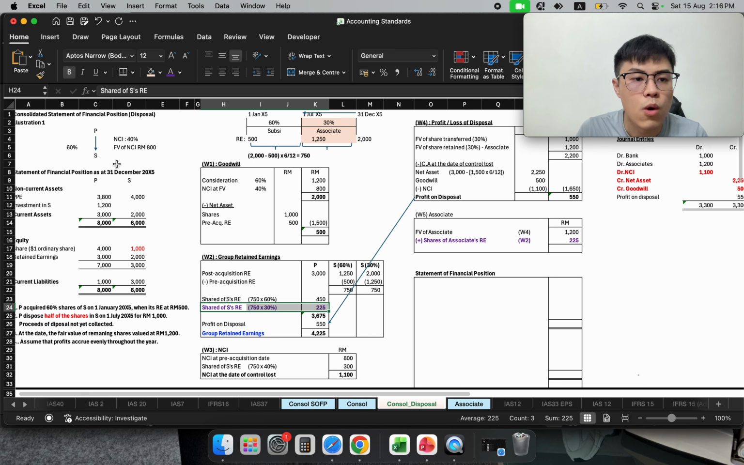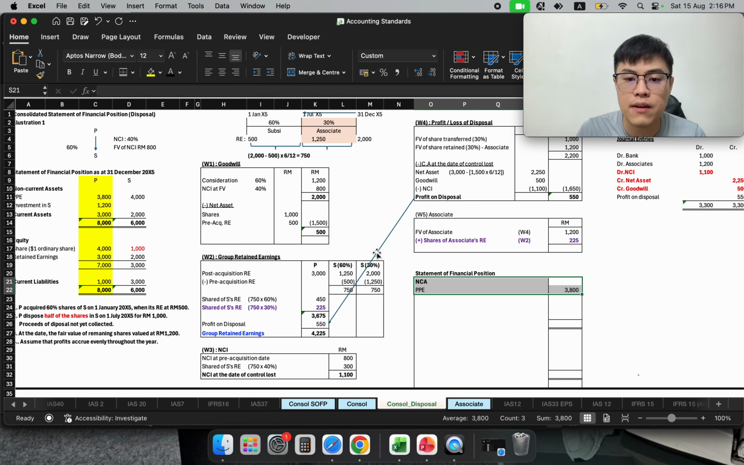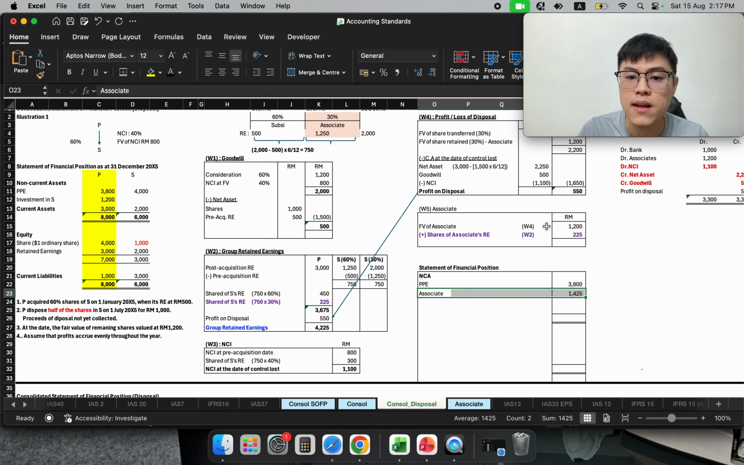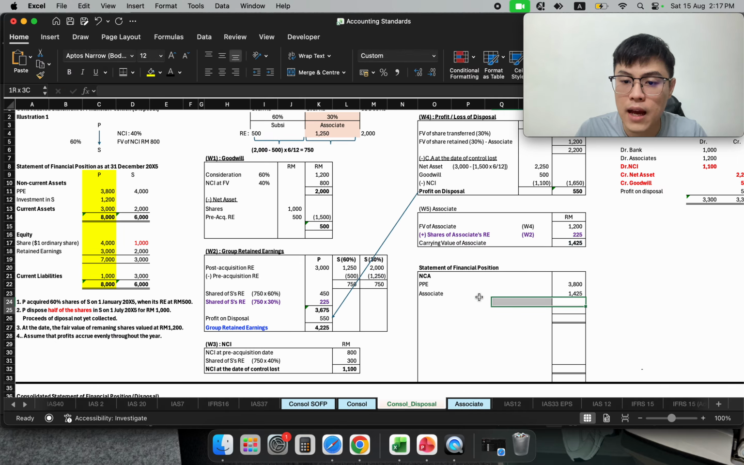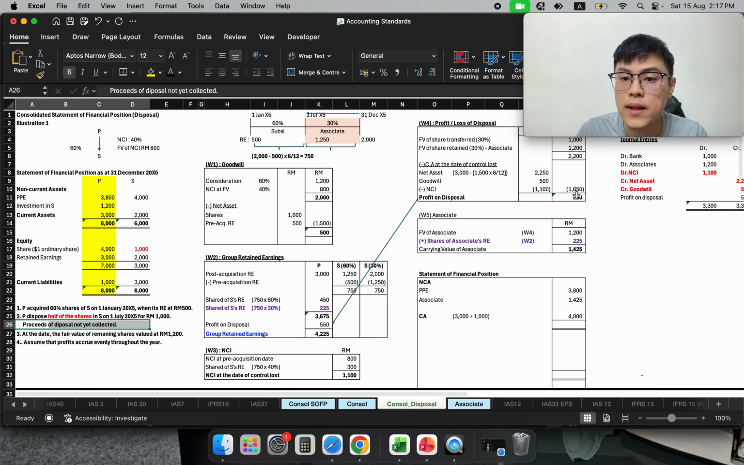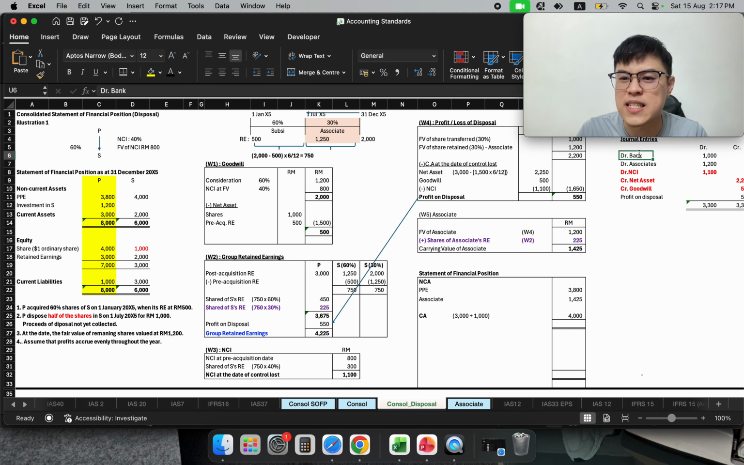So after this part, we no longer need to do consolidation. So we only tag our P amount. So let's see. Our P amount started with the non-current asset, PPE, 3,008. And I will recognize my associate value according to the carrying amount of associate. And after that, for my current asset, I only recognize 3,000 plus the 1,000 proceeds of disposal not yet collected. Because this 1,000, when you debit bank, is actually something that we haven't collected. So maybe we can just put debit receivable. Therefore your current asset will increase. And totaled up, that will be 9,225.